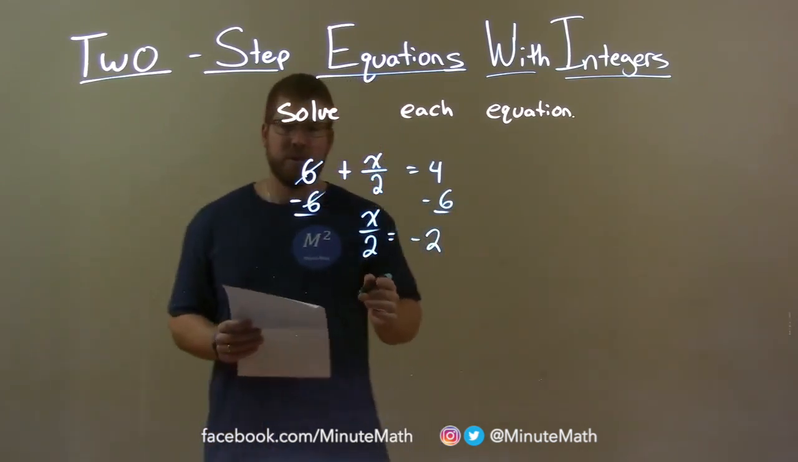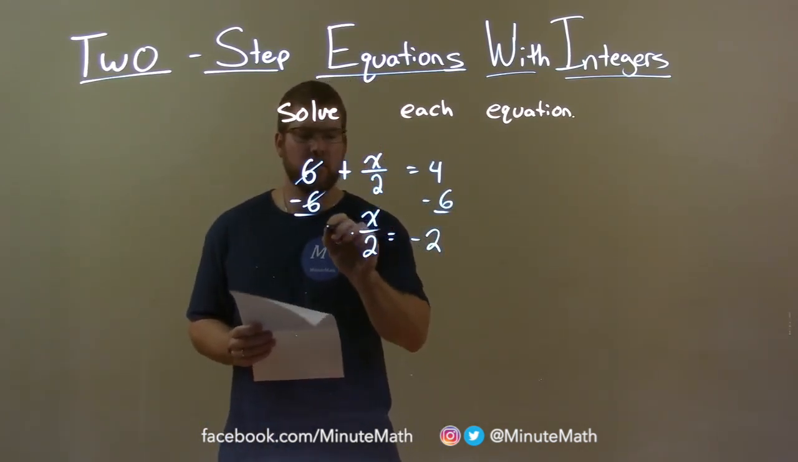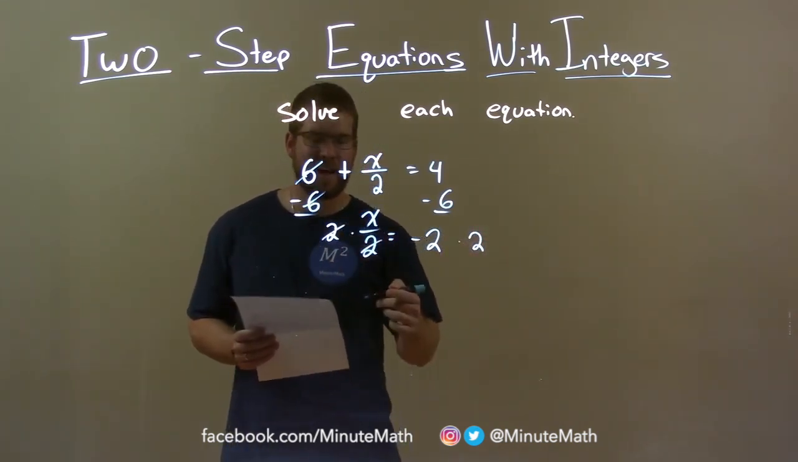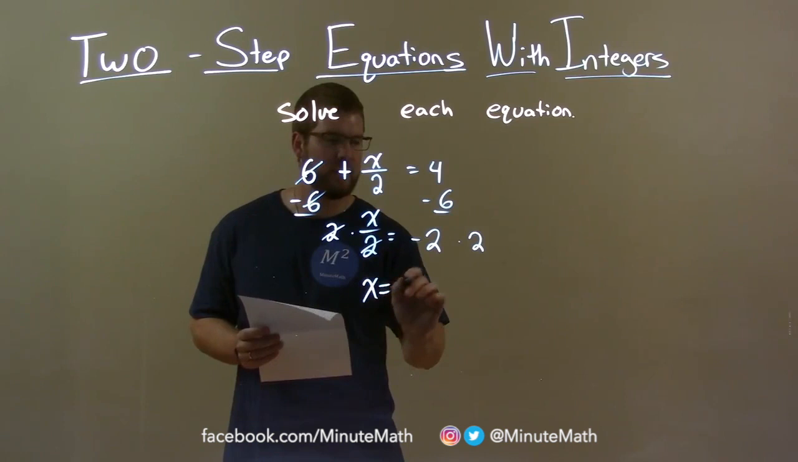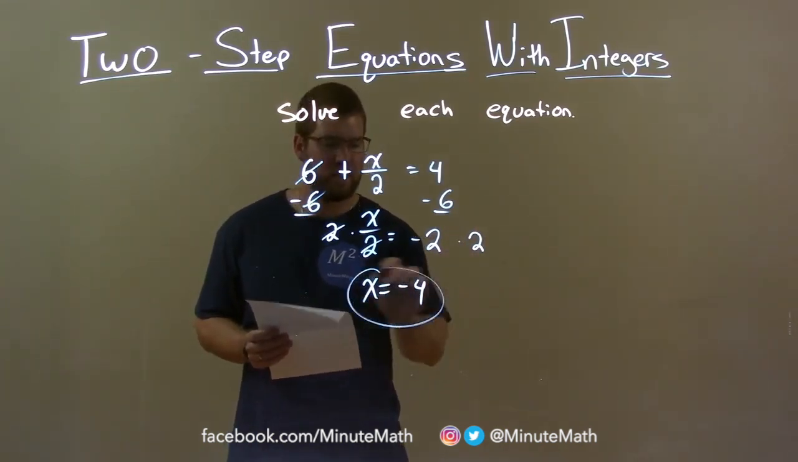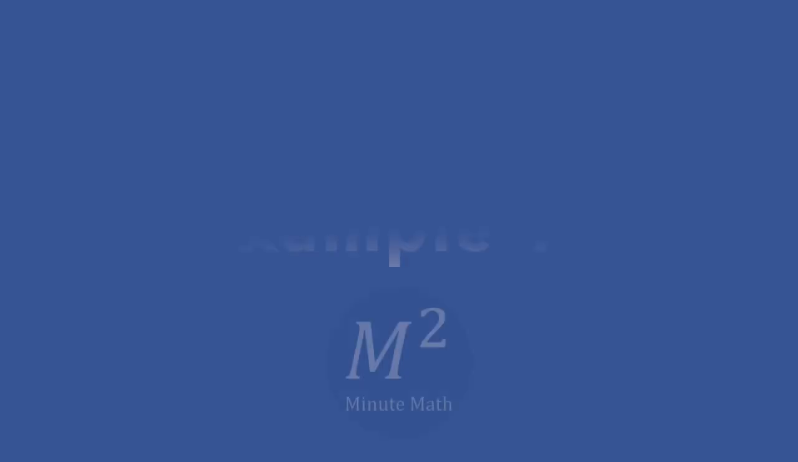We're dividing by 2 here. Opposite of division, multiplication. So I multiply both sides by 2. This 2 gets canceled out, and we have x by itself here. And negative 2 times positive 2 is a negative 4. And so my final answer here is x equals a negative 4.